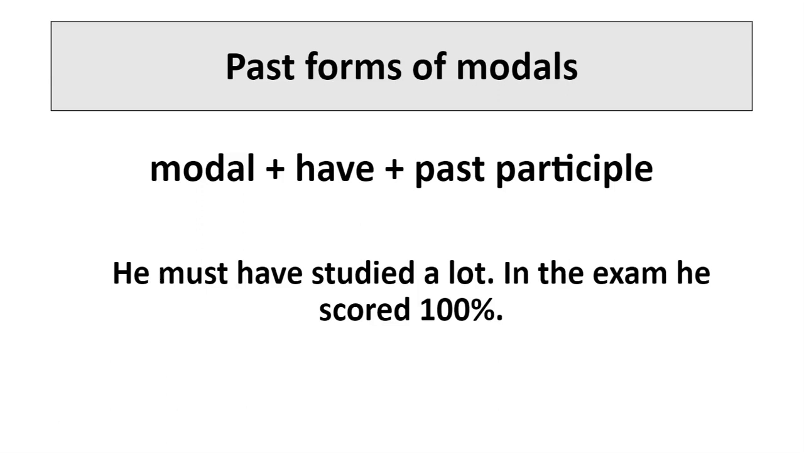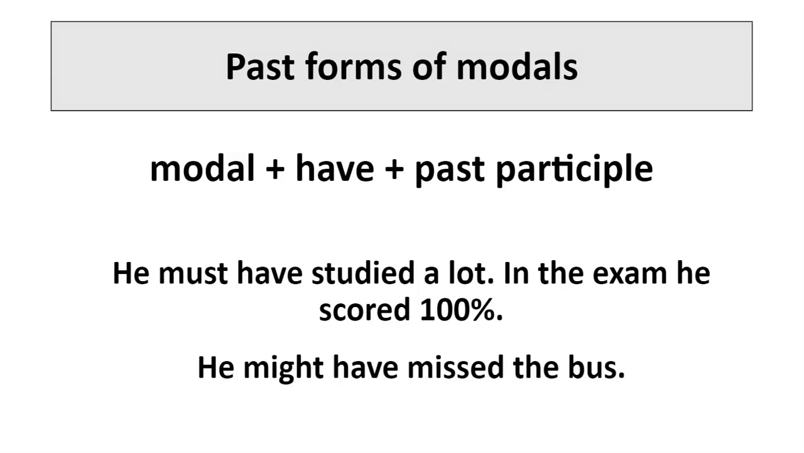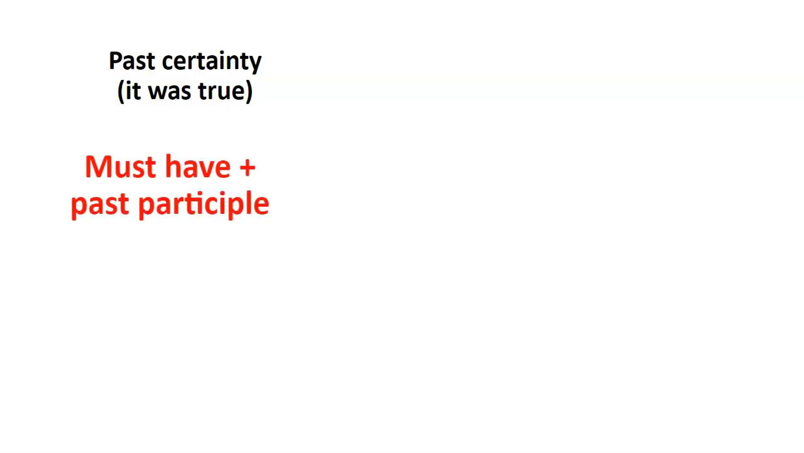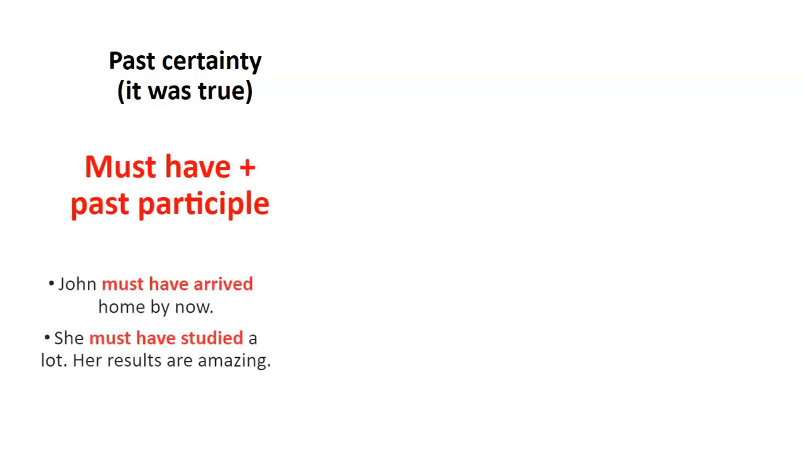Modal, have, past participle. He might have missed the bus. Here we're talking about possibility in the past. It's possible he missed the bus. He might have missed the bus. When we're talking about past certainty, when we're sure that it was true, we're going to use must have and the past participle. John must have arrived home by now. She must have studied a lot. Her results are amazing.